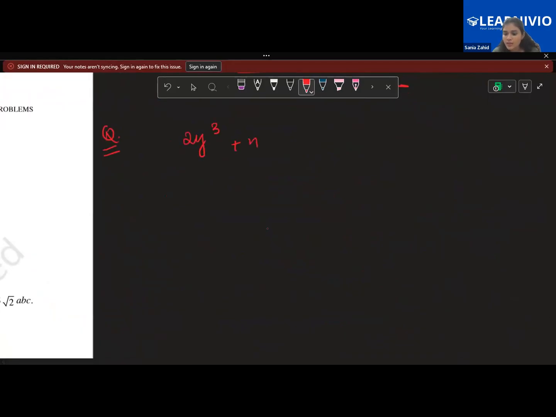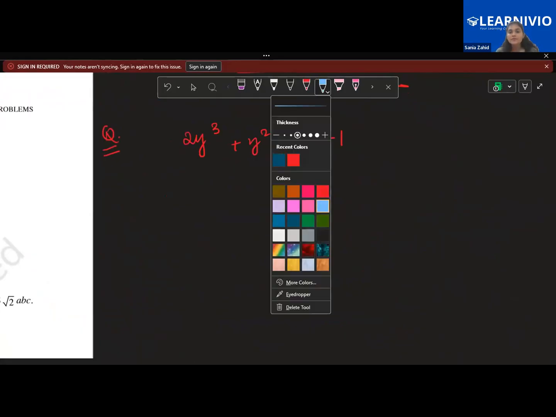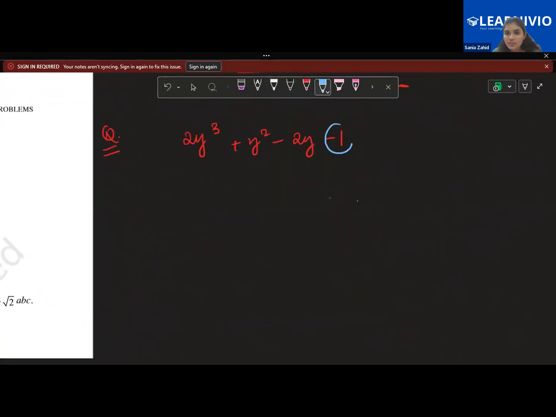2y cube plus y square minus 2y minus 1. So children, how do we solve this with another method also? For that, we will take this number. So it's 1. Now see, what we do is actually the thing that Amar was saying, that we take positive as well as negative numbers. That is correct. If it is 1 over here, you will take plus 1 as well as minus 1.